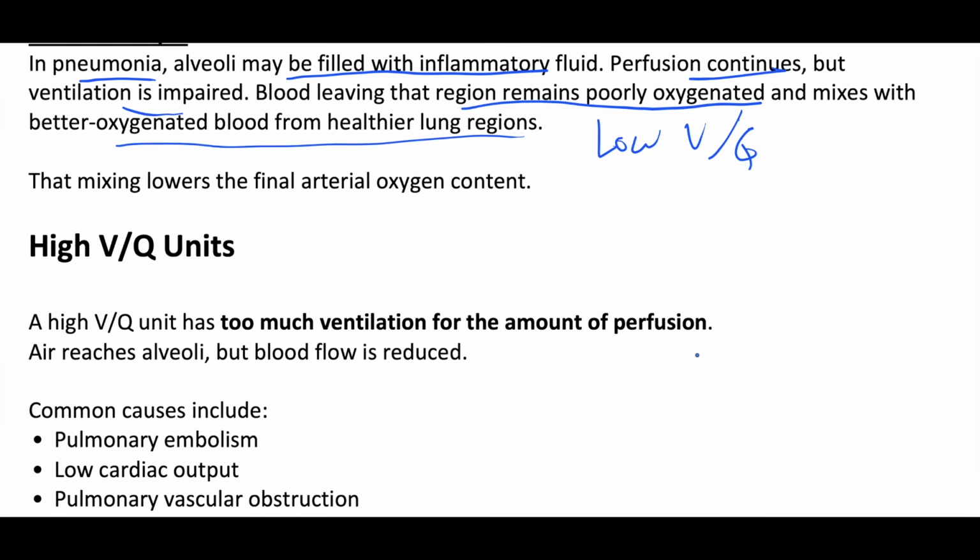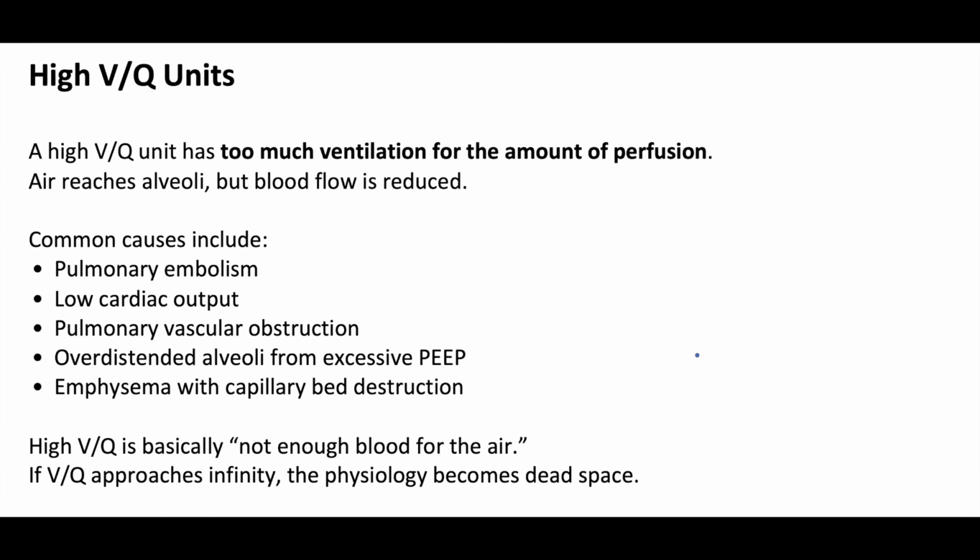Okay, what about high VQ units? This is still mismatched, but high VQ is that there's too much ventilation for the amount of perfusion. Again, draw this coefficient, V on top, Q on the bottom, and it's high VQ. So high ventilation for the amount of perfusion. Air reaches the alveoli, but blood flow is reduced.